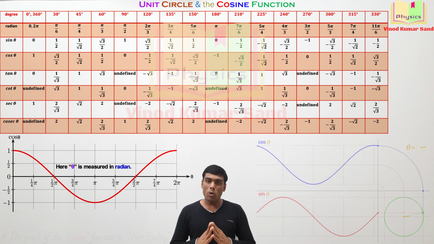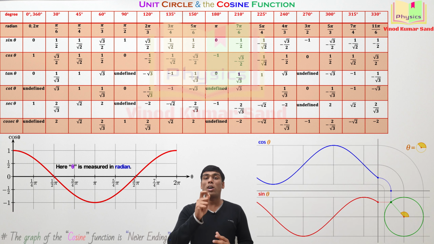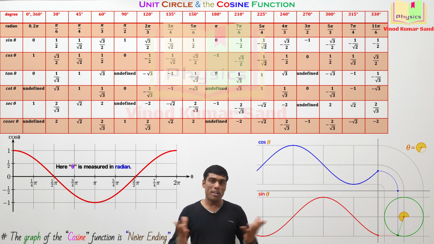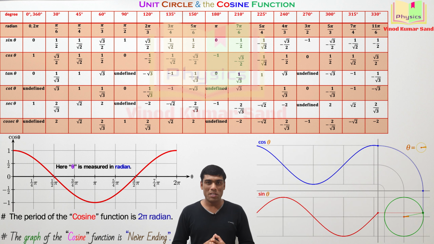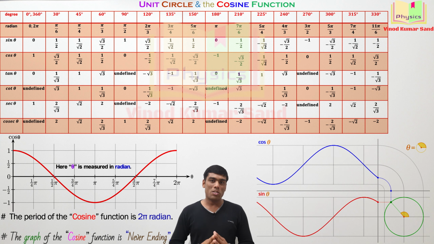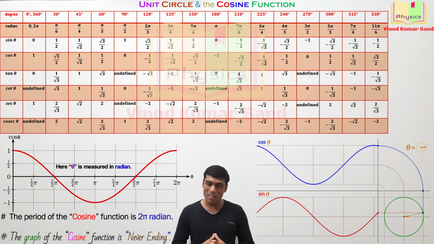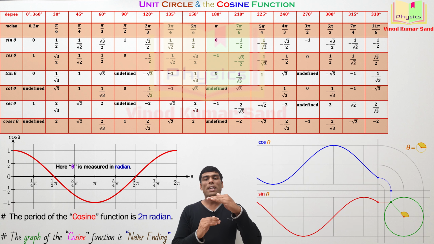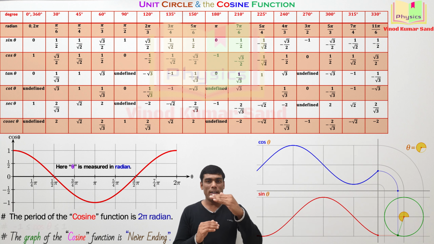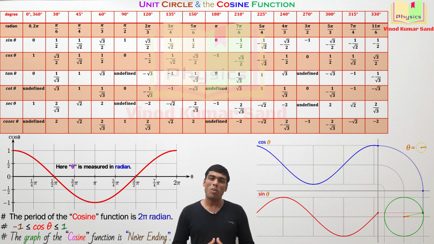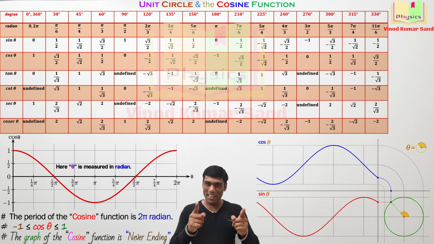So the cosine function is also a periodic function. Its period is 2 pi radian or 360 degree. After every 360 degree or 2 pi radian, the graph will repeat itself. Here also the maximum value of the cos function is 1 and the minimum value is minus 1. Can you tell me the reason?